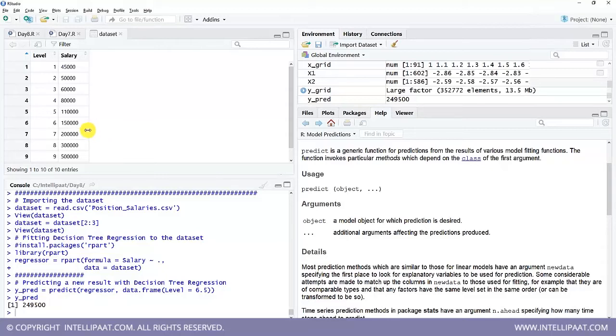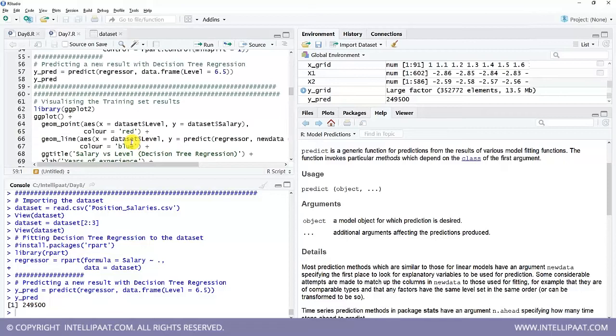So probably our decision tree is not predicting well. That is the essence that we need to know: the decision tree is not predicting well. So what did we do?